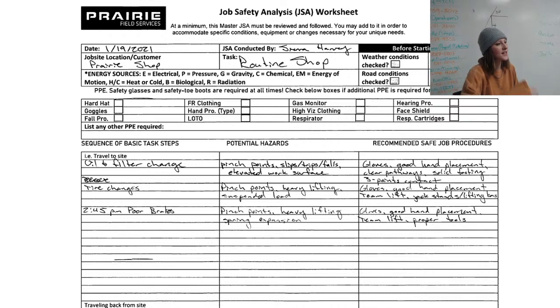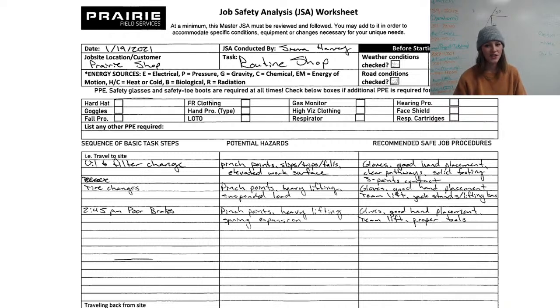So our basic steps, I kind of went through this with you guys in the shop during your morning meetings before you all head out to do your thing. We went through a few of the things that you typically do, oil and filter changes, tire changes, and then that example I'll talk about later in a bit. So you have your oil and filter changes. Hazards pertaining to oil and filter changes are pinch points, slips, trips, falls, and elevated work surfaces. Therefore, we have controls for each of those hazards, including gloves, good hand placement, clear pathways, solid footing, and 3 points of contact. Pretty straightforward.